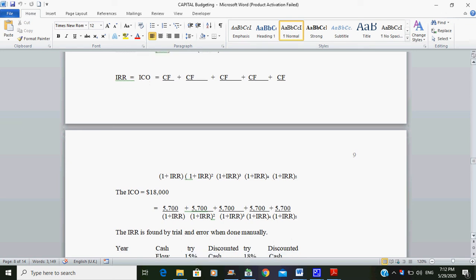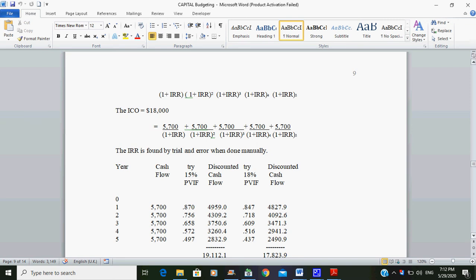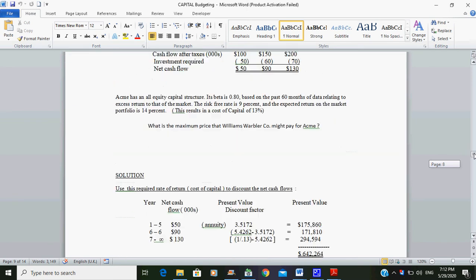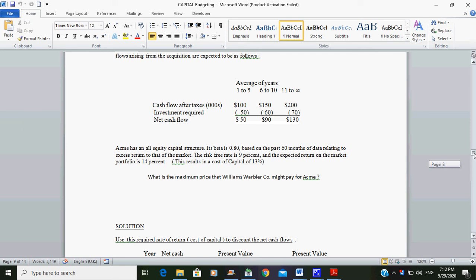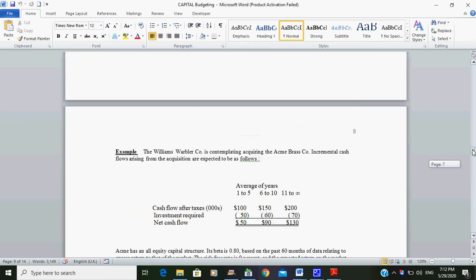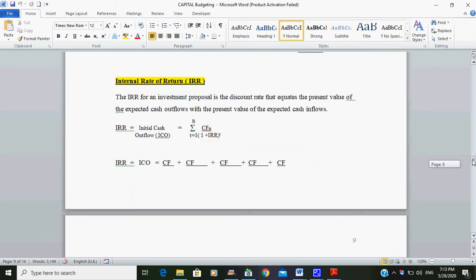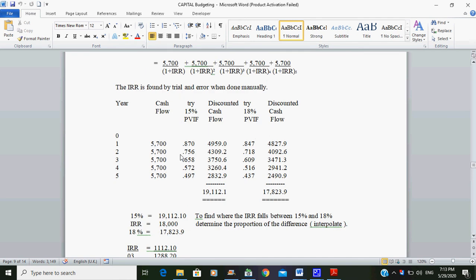Now remember that we are using the same question. Remember that our required rate of return is 12%. Note it. Now this question says we're going to try 15%, 16%, and then see what happens. Let's go.